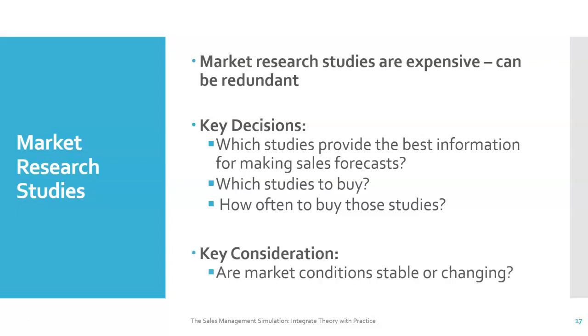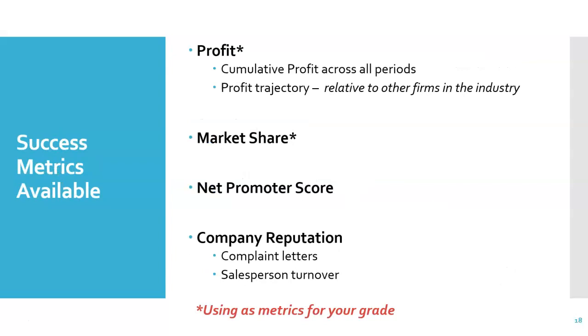So again, key consideration, are conditions stable? Are they changing? Metrics that are available, we're going to use 2 of these for your grade. Profit, so your cumulative profit across all periods, and what your trajectory is relative to other firms in the industry, so other groups that are in your industry, and then market share. We're not going to use net promoter score or company reputation.